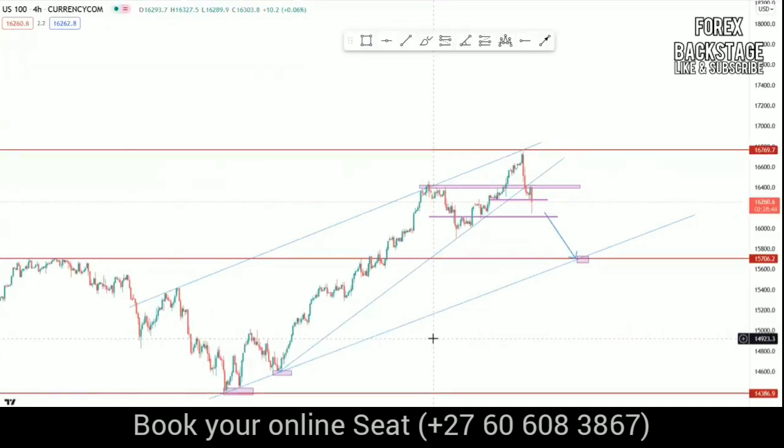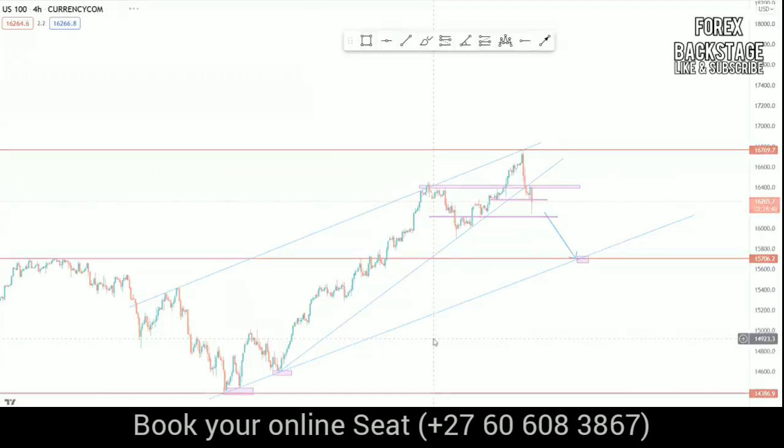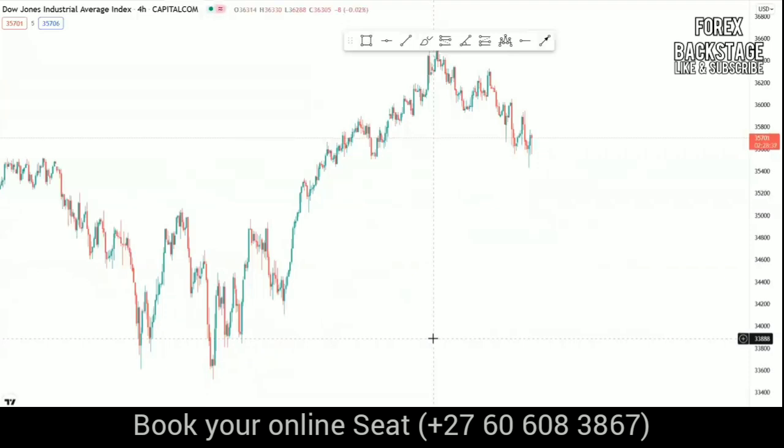So now we're going for our second asset, which is Dow Jones.